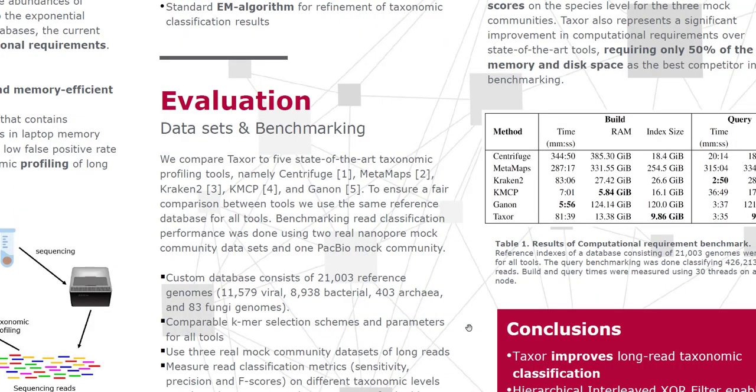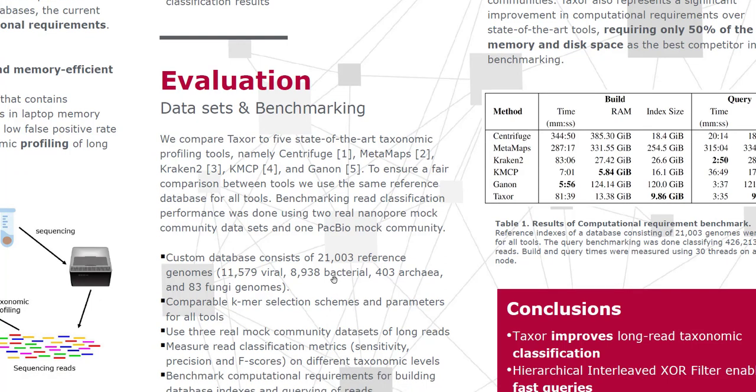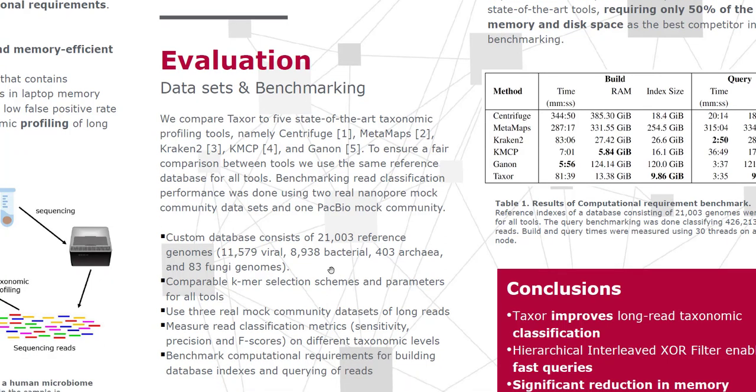In order to evaluate our new tool, we compared it with 5 state-of-the-art taxonomic profiling tools. And to ensure a fair comparison between the tools, we used exactly the same reference database for all the tools. So at the end, we used a custom database that consists of 21,003 reference genomes, and we used a comparable k-mer selection scheme and parameters for all the tools.